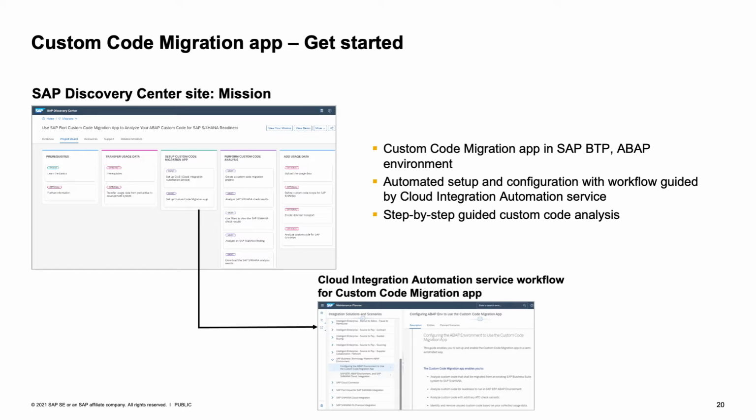How do you get started with the custom code migration app? The best way to start is to use the dedicated mission, which is provided in SAP Discovery Center. Custom Code Migration app runs in the SAP BTP ABAP environment, and the setup and automated configuration is provided through the dedicated workflow guided by Cloud Integration Automation Service.